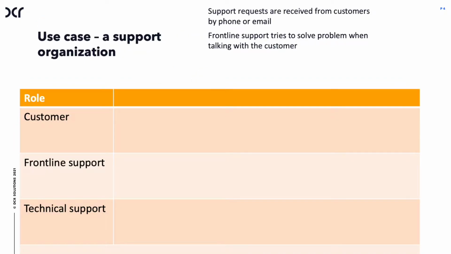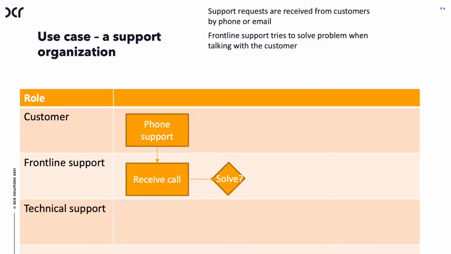Most organizations need to establish processes to handle customer requests. Often they provide a frontline support that assists with the easy problems and a technical support that handles the complex issues. The customer calls support, which is picked up by the frontline supporter. The frontline supporter evaluates the problem and decides that they can solve the problem and move on. Frontline supporter solves the problem and informs the customer.